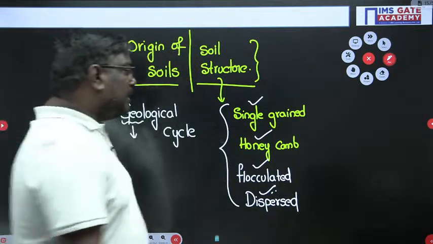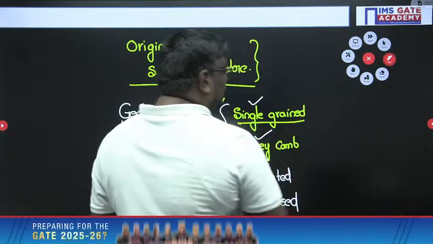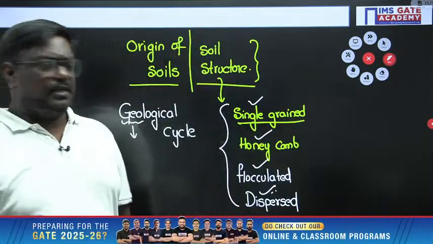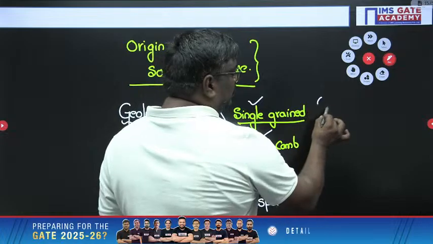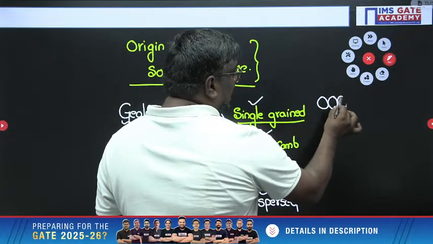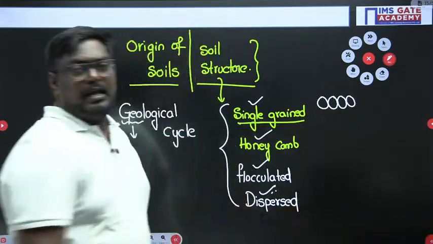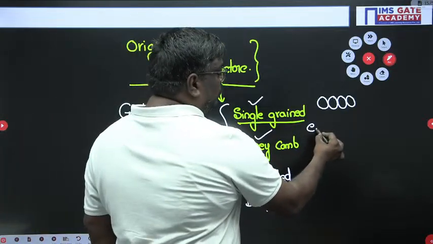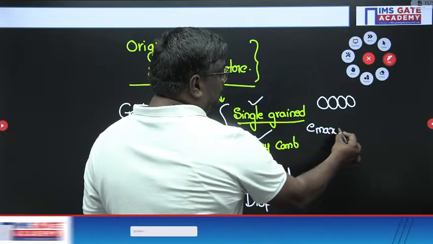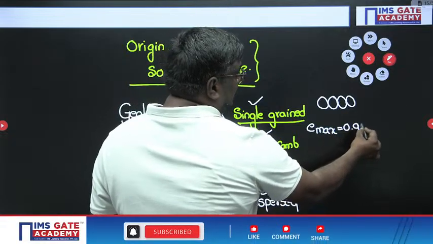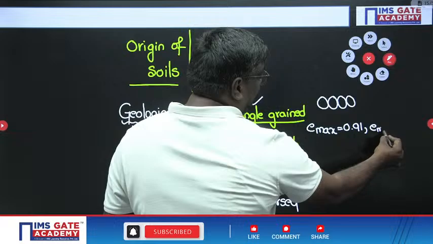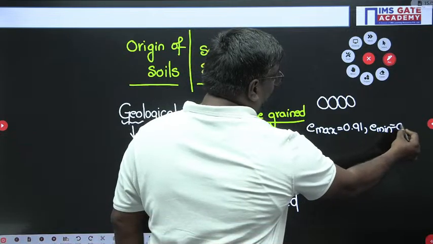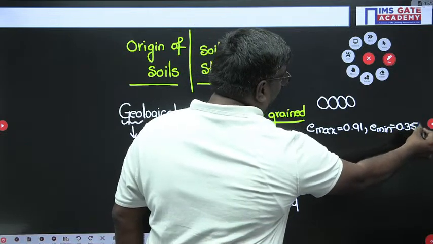So what exactly do you mean by single grain structure? Sir, in single grain structure, the soil particles are assumed in the form of spheres and they are arranged in a cubical array. In this you should be aware that in the loosest state, the void ratio will be maximum, which is equal to 0.91, and in the densest state, the void ratio will be minimum, which is 0.35.